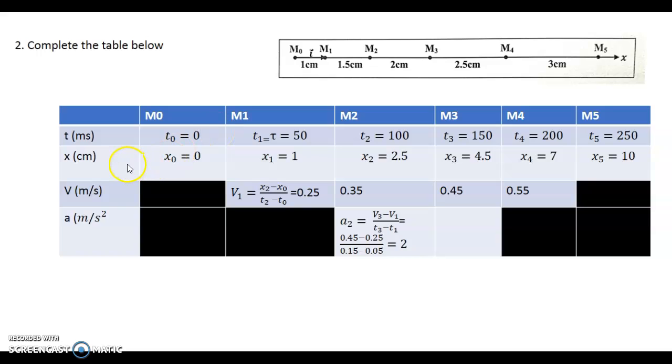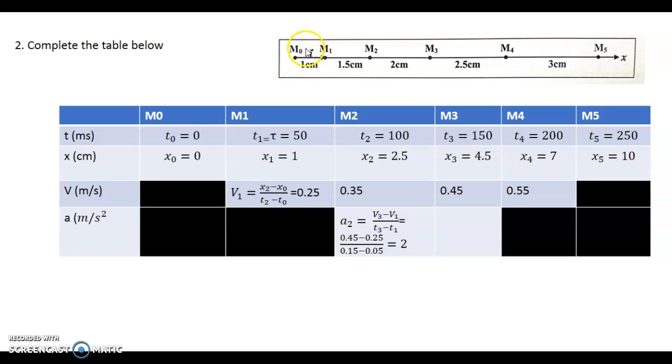Now if we continue for x, x is the distance from the point. Now the distance of the position of the puck M with respect to the origin: we have M1, which is 1 centimeter away from it. That's why x1 is 1. The unit is already given in the table. For x2, we have to count 1 plus 1.5. You have to count the whole distance away from the origin. It's not about M0, it's about the origin.